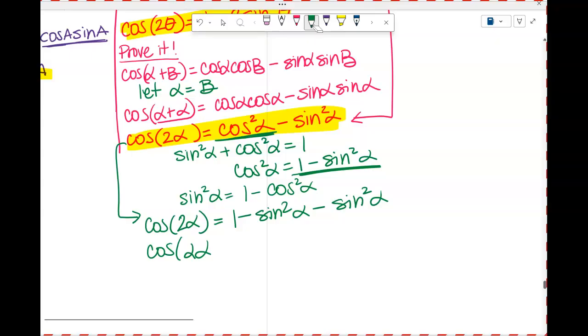I'm trying to erase, but it's not letting me erase because my computer is extremely slow here. So, okay, there you go. All right, let's do that again.